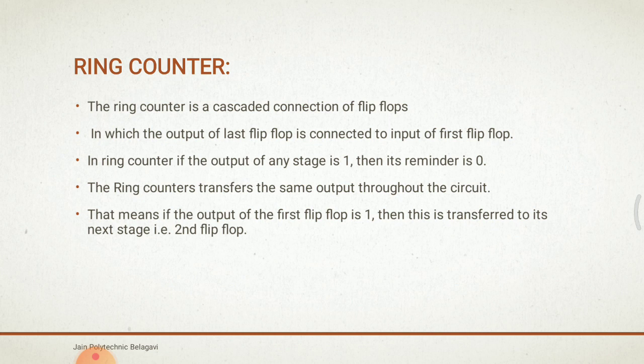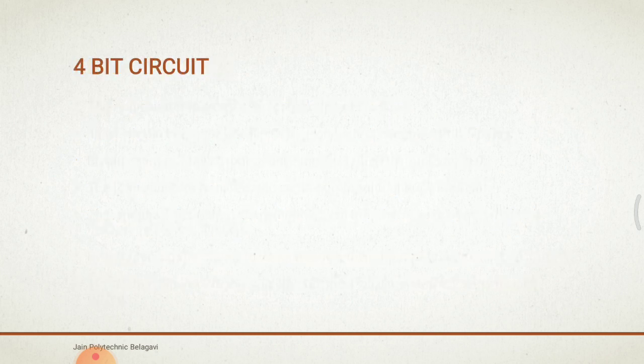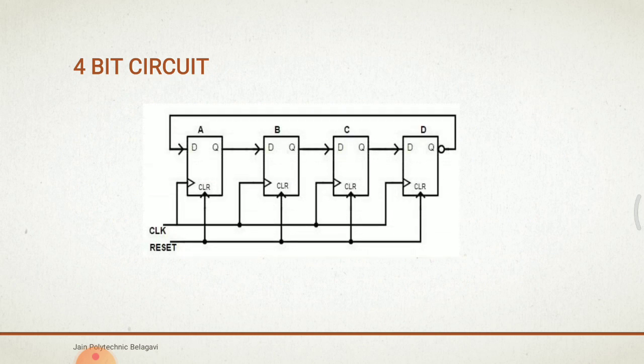If we use n flip-flops in the ring counter, the one is circulated for every n clock pulses. Okay, so you can see the waveform here. A 4-bit circuit will be there. Here clock will be there and reset will be there.